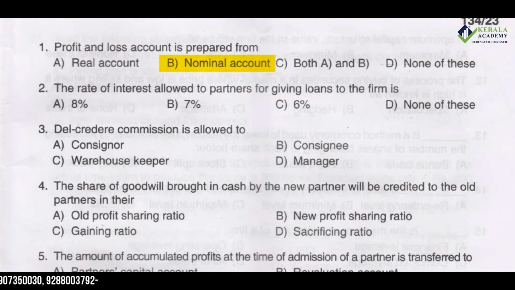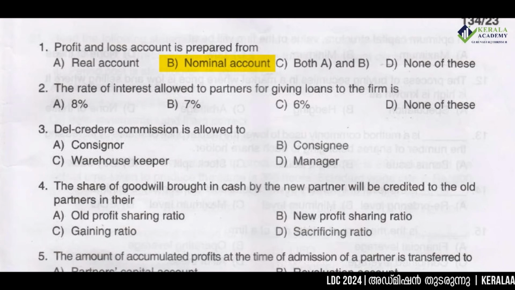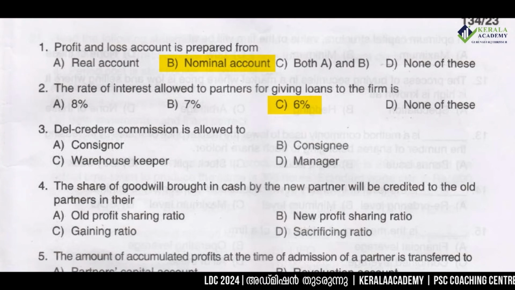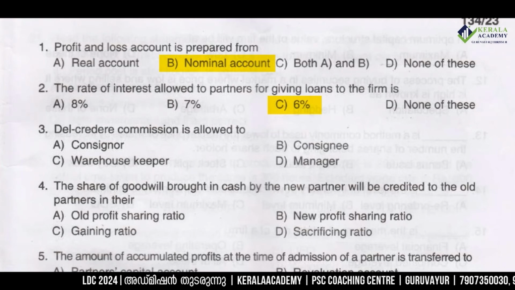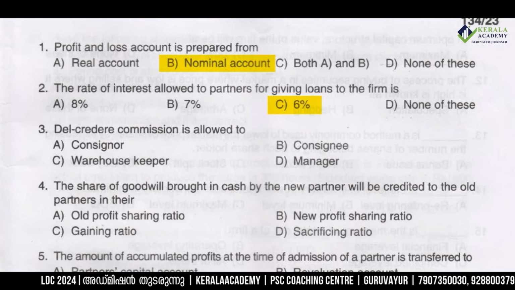The rate of interest allowed to partners for giving loans to the firm is 8%, 7%, 6%, none of this. Answer option C, 6%. Del credit commission is allowed to consignor, consignee, warehouse keeper, manager. Answer option B, consignee.